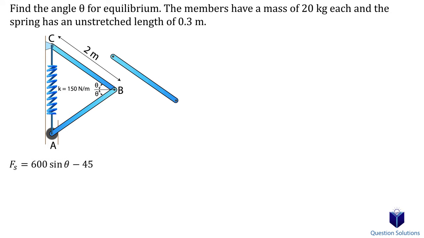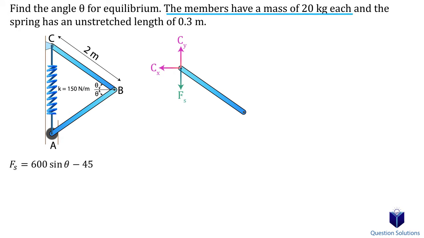First, let's take a look at member CB. At C, we would have 2 reactions since it's a pin support. We also have the force of the spring downwards. In the question, we're told that each member has a mass of 20 kilograms. We can show the weight of the bar at the center. That's mass times the acceleration due to gravity. And lastly, at B, we would have 2 reactions.